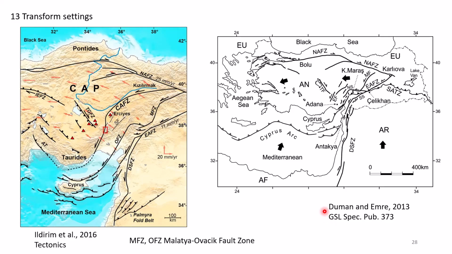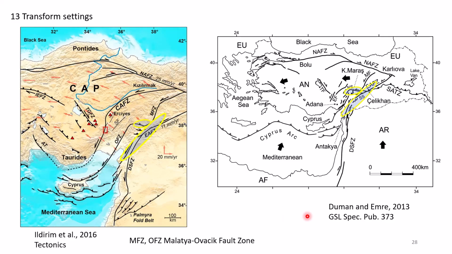The map from Duman and Emre 2013 shows a larger overview that also includes the Aegean Sea. I want to highlight in this regard the important correlation between the sinistral East Anatolian Fault and the dextral North Anatolian Fault. Both are conjugated strike-slip faults which allow escape tectonics of the Anatolian plate to the west as a consequence of the northward movement of the Arabian plate against the Eurasian plate in the north.